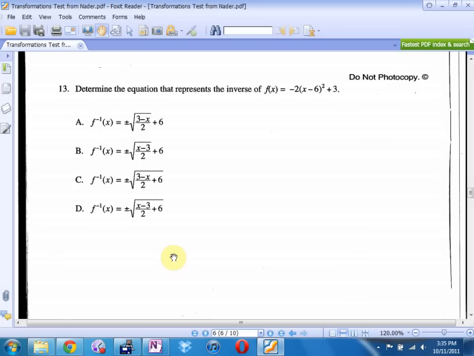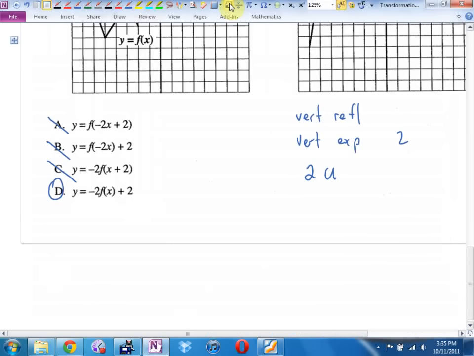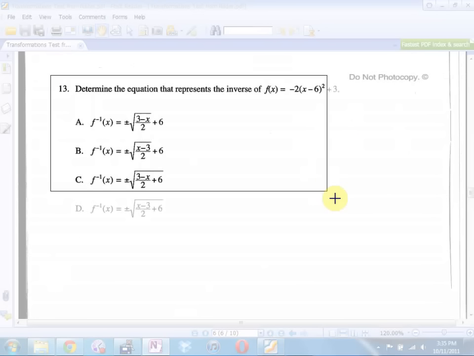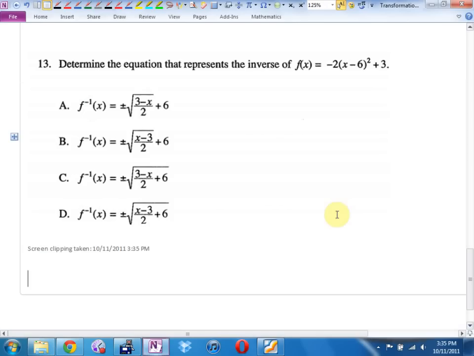What's the equation that represents the inverse of that? How do I find an inverse? Switch the x and y. Thank you. That was much faster. So I would start out by going x equals negative 2 bracket y minus 6 all squared plus 3.